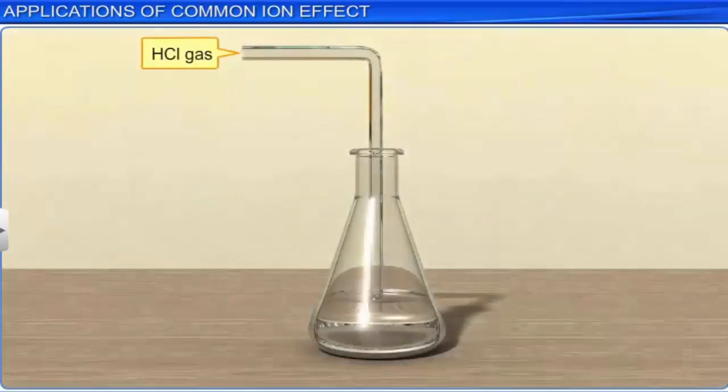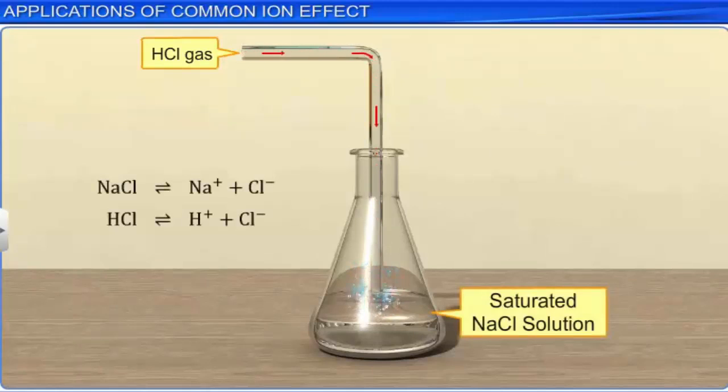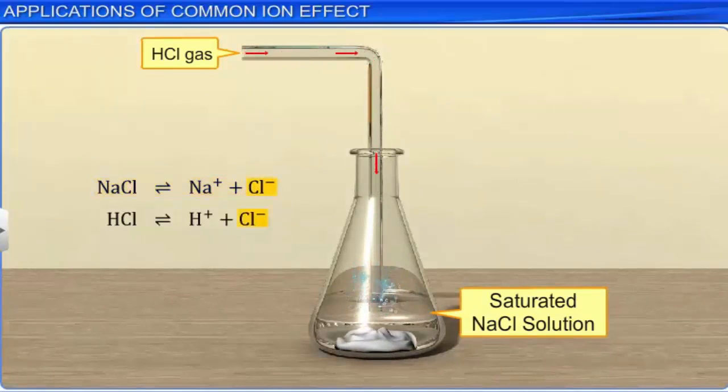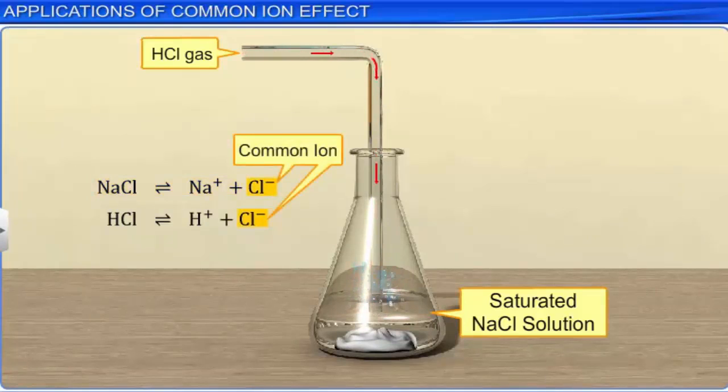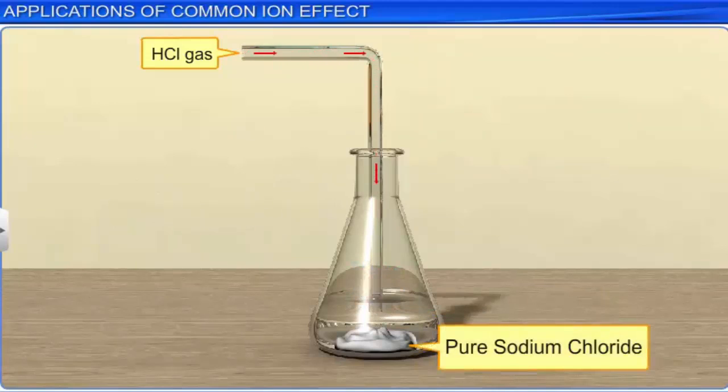When hydrogen chloride gas is passed through a saturated solution of sodium chloride, the precipitation of sodium chloride increases and dissociation of sodium chloride decreases due to the chloride ion, which acts as a common ion. Thus, the sodium chloride obtained is free from impurities.